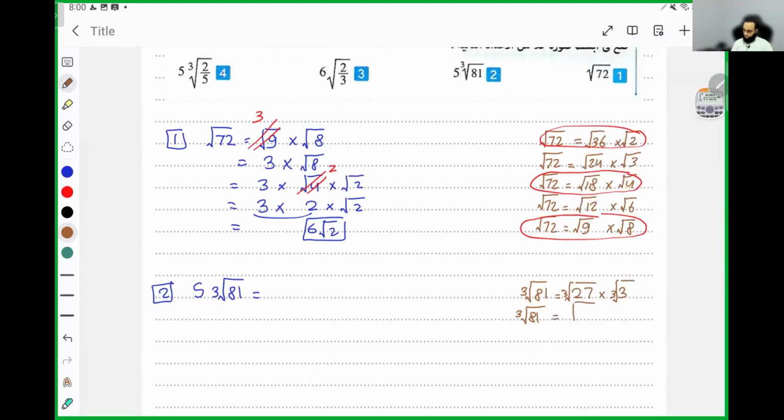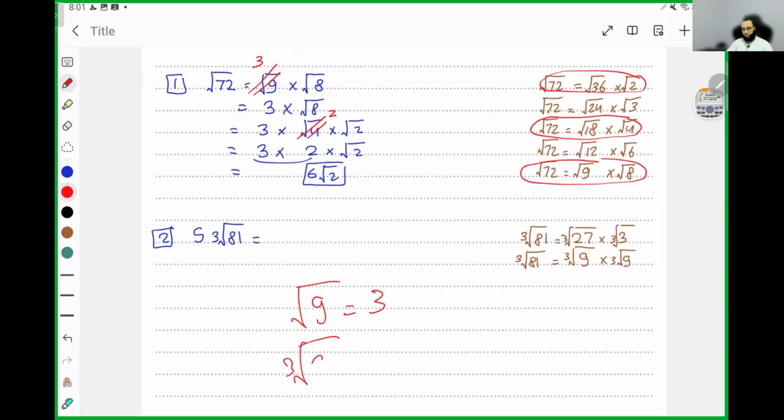So it's cubic root 9 times cubic root 9. Which one of these roots has a value? Does cubic root 9 have a value, or is it square root 9? Square root 9 is 3, but cubic root 9 has no value. Does cubic root 3 have a value? No. Does cubic root 27 have a value? Yes, which is 3.